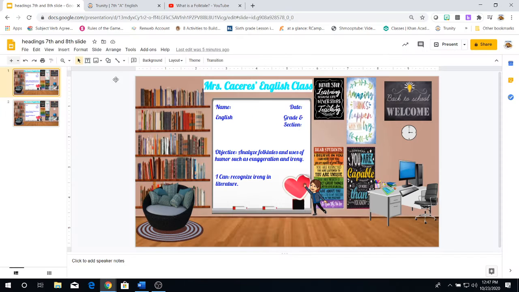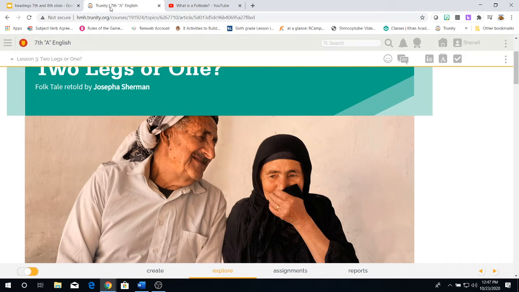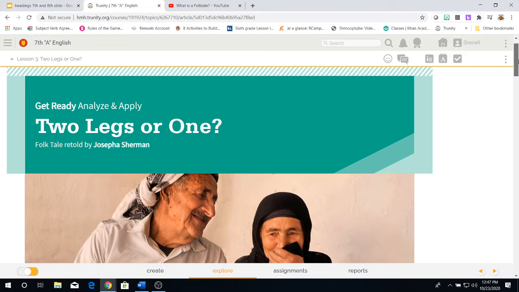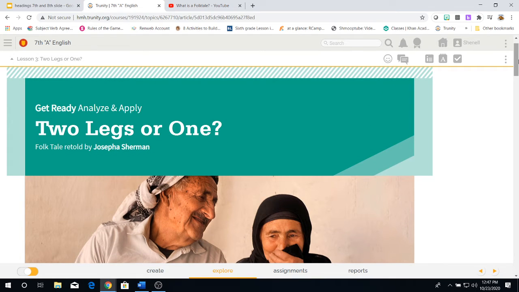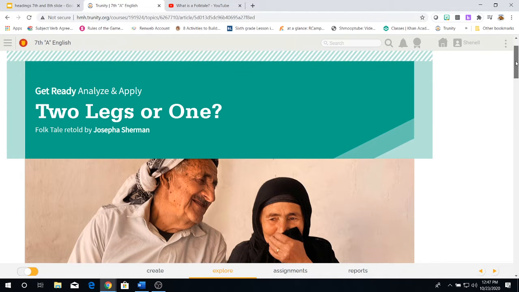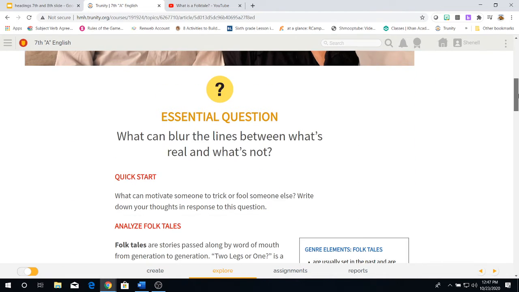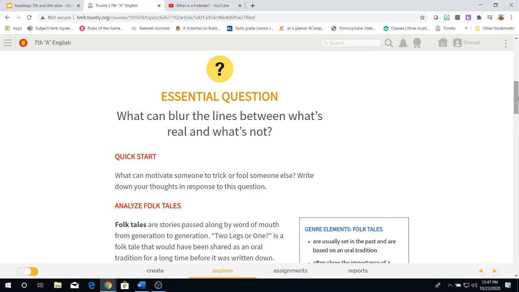So, this week we begin a completely new story. The title is Two Legs or One, which is actually a question. It's a folk tale retold by Josepha Sherman. Our essential question remains the same for Unit 2. What can blur the lines between what's real and what's not?